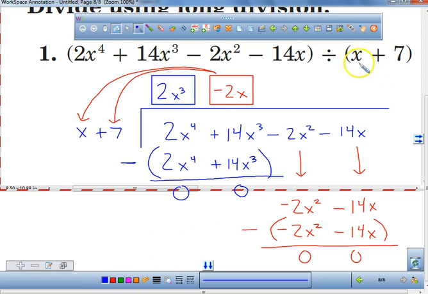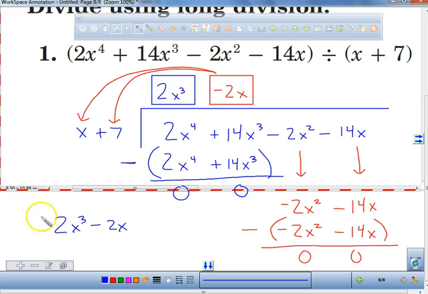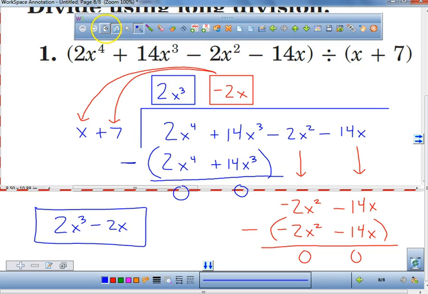How many times does x plus 7 go into 2x to the 4th plus 14x cubed minus 2x squared minus 14x? Don't say that fast 3 times. It goes into it 2x cubed minus 2x times. That would be your final answer for number 1.